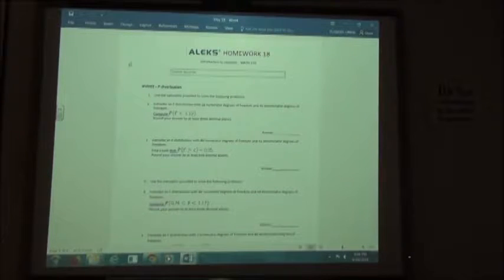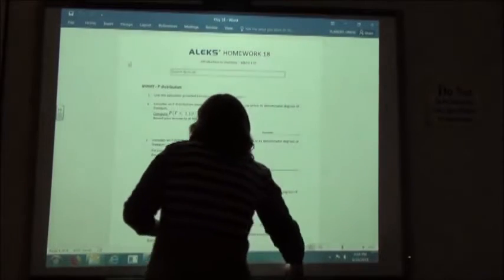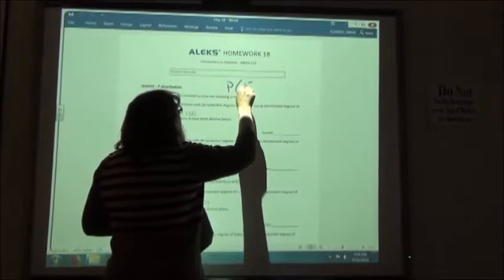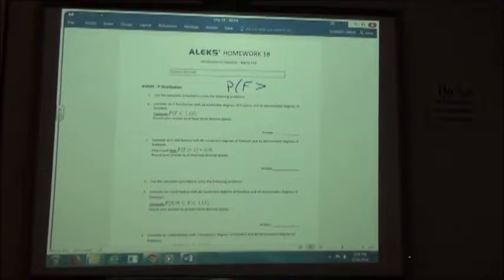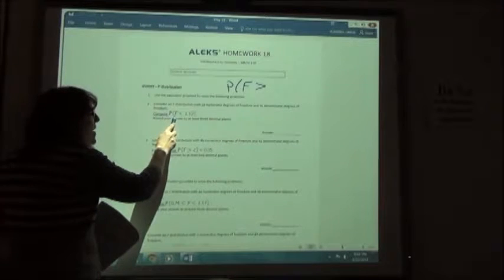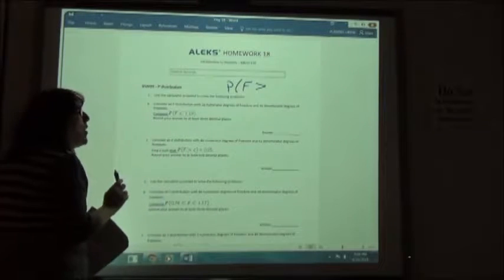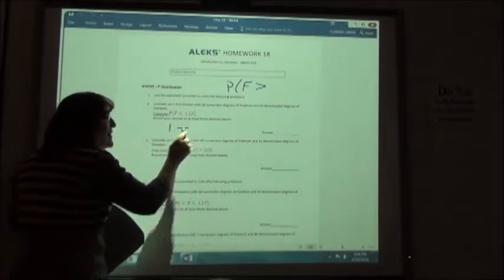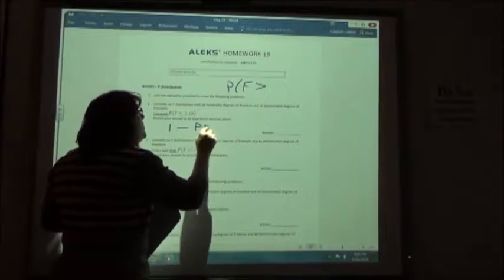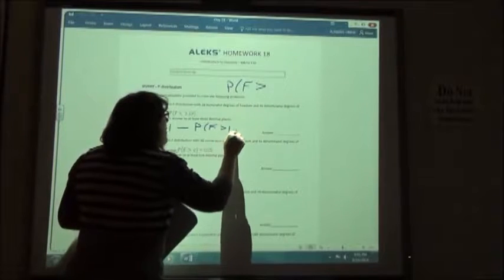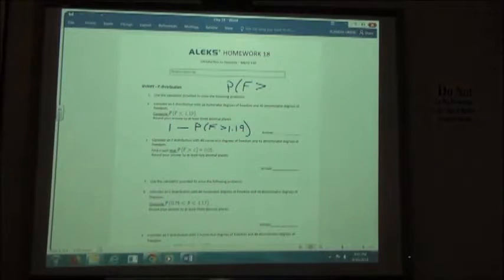Okay. So on our Alex calculator, you'll see the last one is P of F. Again, the P of F is greater than, so that's going to the right. If we're doing the left, we have to do 1 minus, right? Just like we did before on all the other ones. So we want to do P of F is less than or equal to 1.19. So we're going to do 1 minus that because on the calculator it does greater, we want the less. So 1 minus P of F is greater than 1.19 is how we're going to calculate our number.